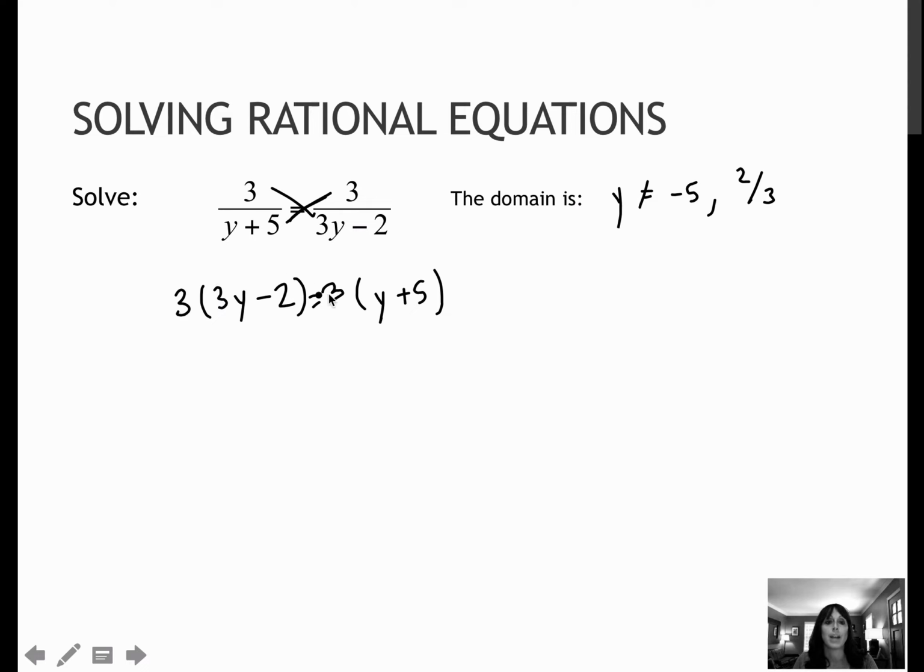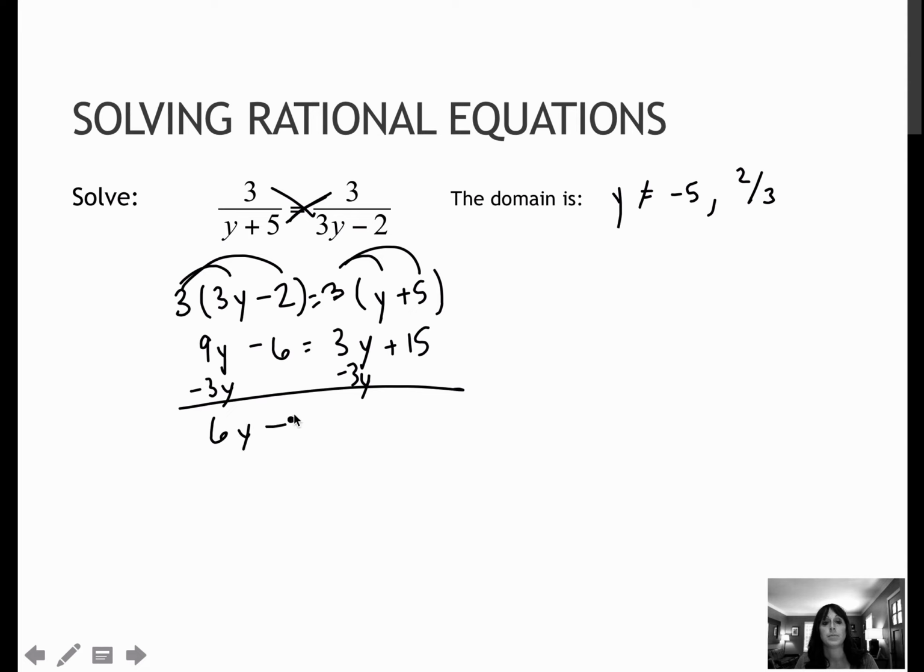What I see right away is that the 2 3's could cancel, but many of us would not see that right away, and so let's go ahead and do this the longer way. And I would end up with 9y minus 6 and 3y plus 15. I would subtract the 3y from each side. I would add the 6 to each side.